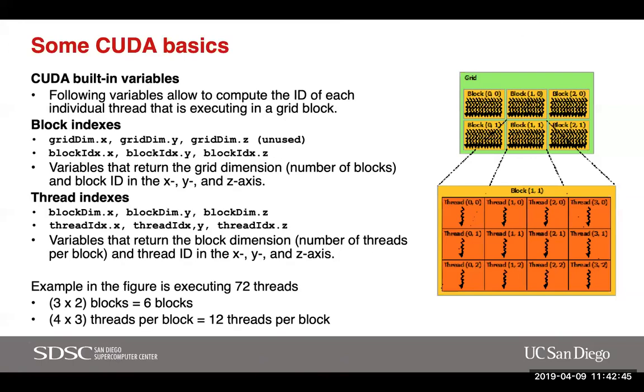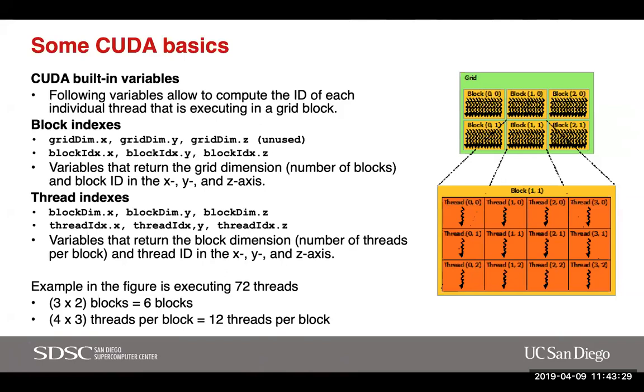There are built-in variables in order to control your code, and you can use those to compute the ID of each individual thread that is executing in a grid block. So you have block indices that give you the dimension of the grid, gridDim.x, y, and z, and then blockIdx for the ID of the block. These variables return the grid dimension and the block ID in the x, y, and z axis. So you can have multi-dimensional blocks that can make it easier to map onto certain problems. For instance, if you're operating on a vector, you might only want to use a single dimension. If you operate on a matrix, you might want to use two dimensions to make indexing easier.